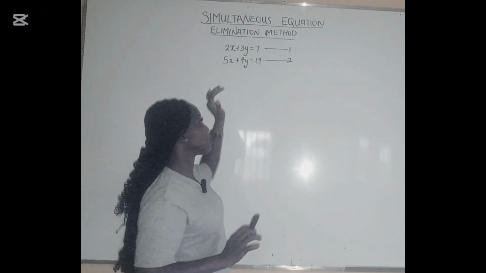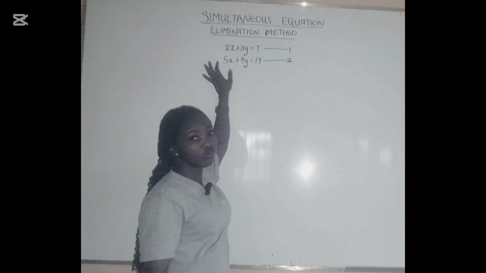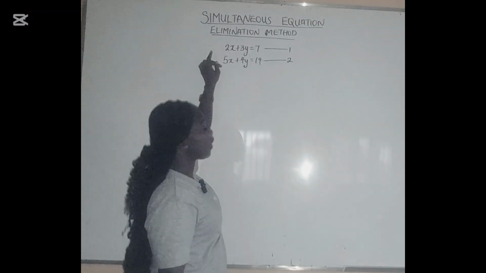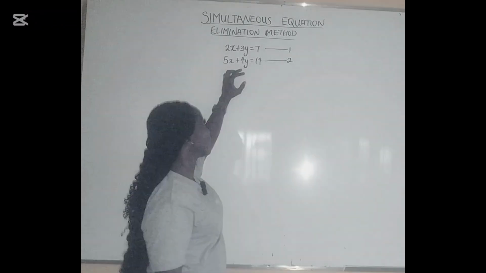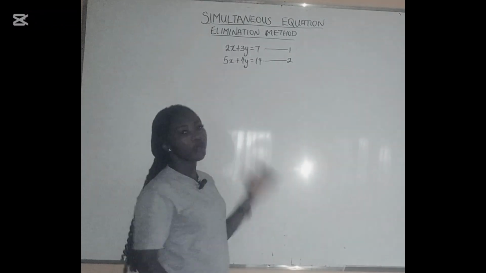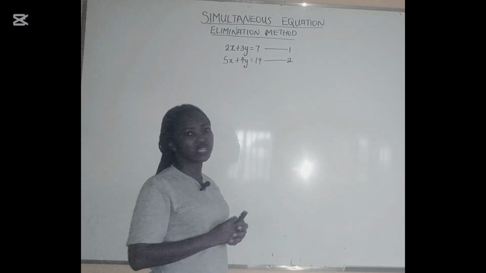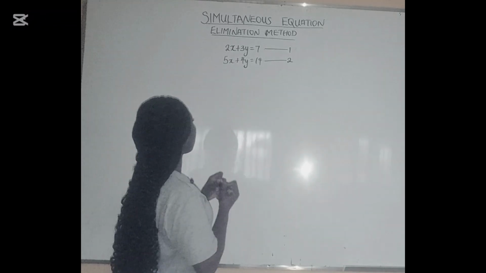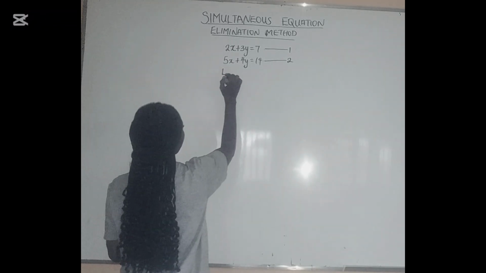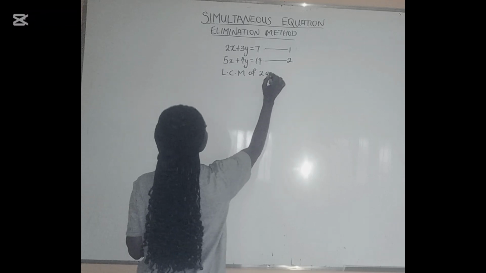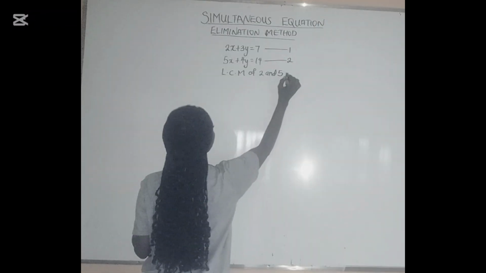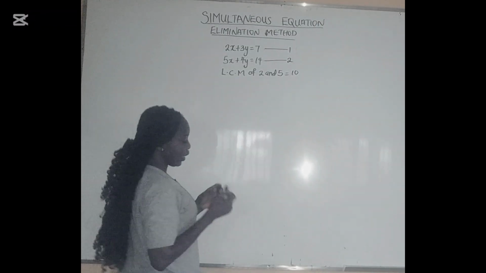Remember, if I'm going to eliminate my x, I'll look for the LCM of 2 and 5. If I'm going to eliminate the y, I'll look for the LCM of 3 and 4. But in this case, I want to eliminate my x. So let me look for the LCM of 2 and 5. The LCM of 2 and 5 gave me 10.